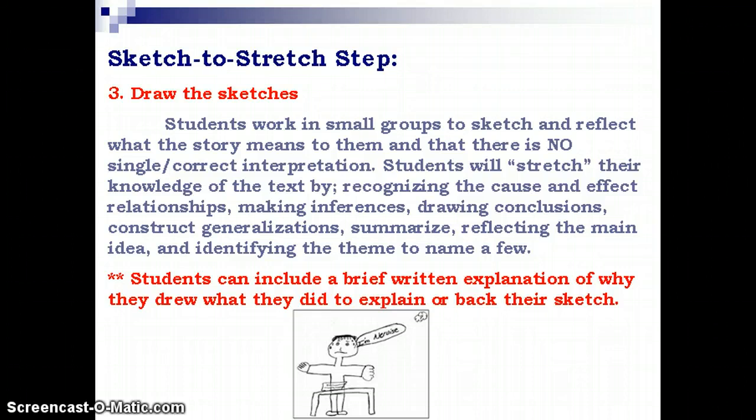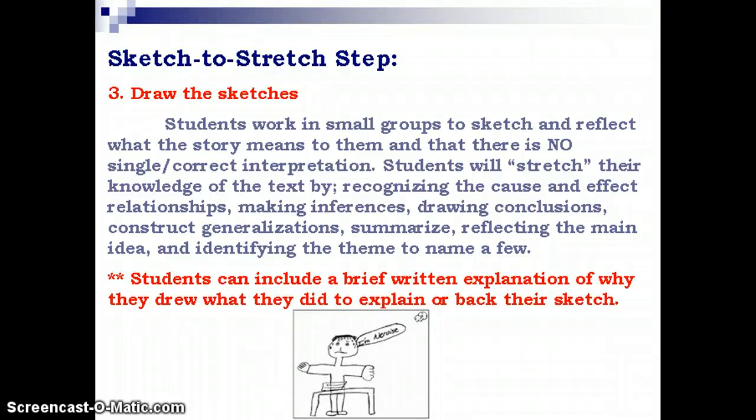Students at this point will start to stretch their knowledge of the text by discussing cause and effect relationships, inferencing, drawing conclusions, constructing generalizations or summarizing skills, reflecting the main idea of the story, and identifying the theme, just to name a few.